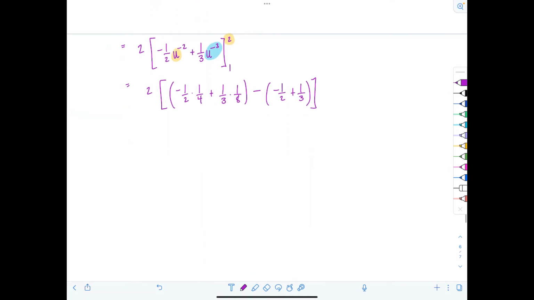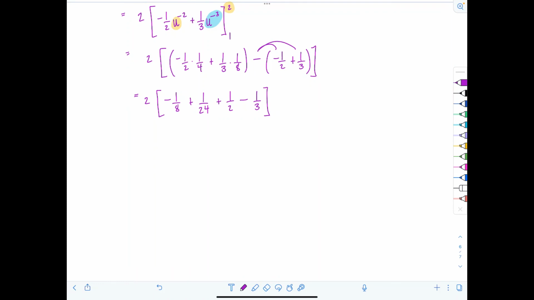Okay. Here we go. So we've got 2 times negative 1/2 times 1/4, that's negative 1/8, plus 1/3 times 1/8, this is 1 over 24, distribute the negative, plus 1/2 minus 1/3. Okay, common denominator time. Common denominator is 24. So I'll multiply the first fraction by 3. This one's good. Multiply by 12. Multiply by 8. Over 24. Okay. The 2 and the 24 can cancel. This is just a 12 now.